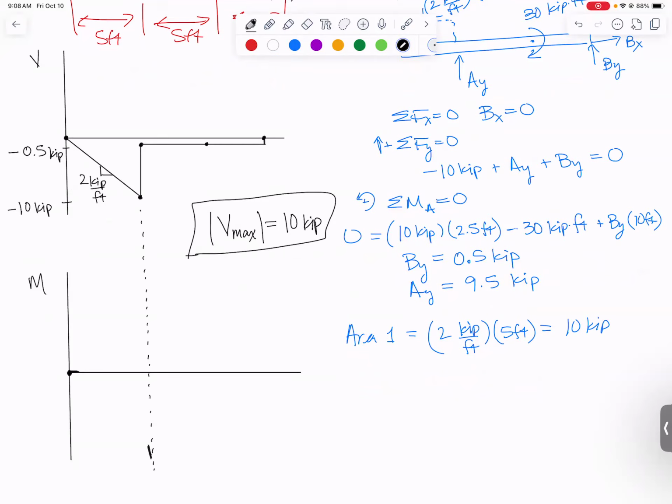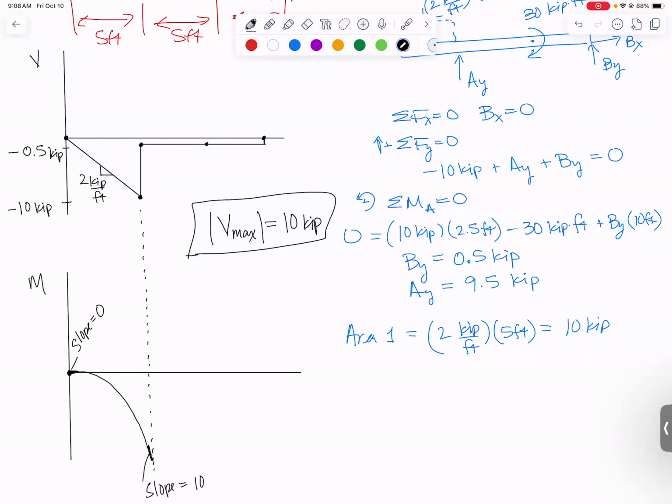So we need a parabola that starts with 0 slope and ends with a steep negative slope. So a nice little concave down parabola. You want to write down your slopes. Right here we have the slope is 0. Right here we have the slope equals -10, and it's concave down, so we have a parabola.